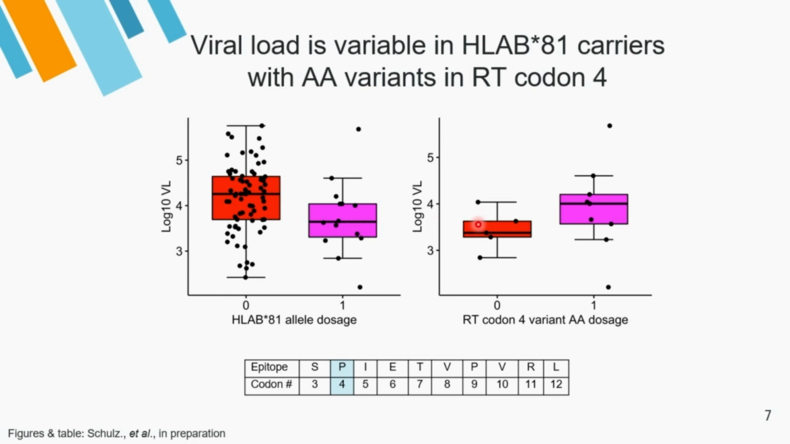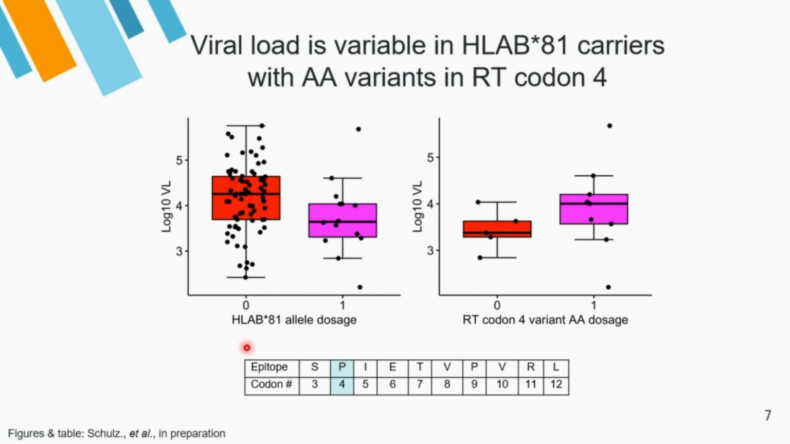And then when we look at the box plot to the right, this only represents HLA-B81 carriers, but we see that HLA-B81 carriers with a variant amino acid in reverse transcriptase codon 4 tended to have higher viral loads. And so this is exactly what we would expect to see in a case of viral escape, where we have a host allele that is restrictive on HIV, HIV then mutates, and in this case, that mutation is advantageous, and we're seeing high viral loads.